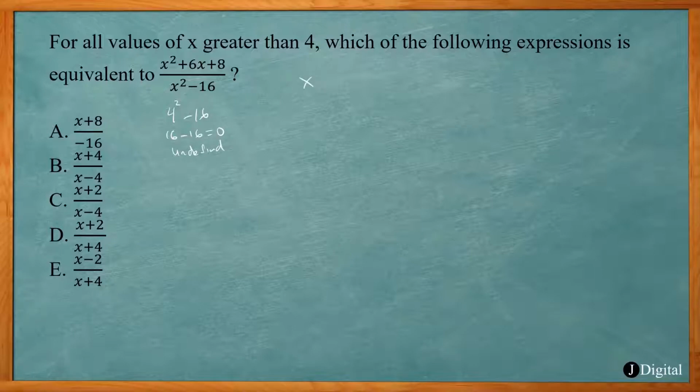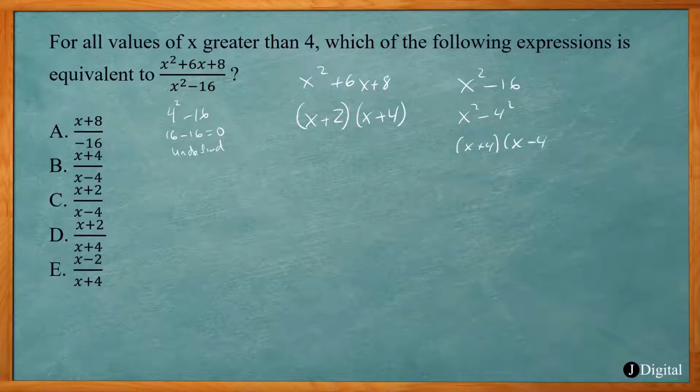Take the x squared plus 6x plus 8. I need two numbers that multiply to give you 8 and add up to 6. That's going to be 2 and 4, both positive. 2 times 4 is 8. 2 plus 4 is 6. If I look at the x squared minus 16, that's really x squared minus 4 squared, difference of two squares. So that's going to be x plus 4 times x minus 4.